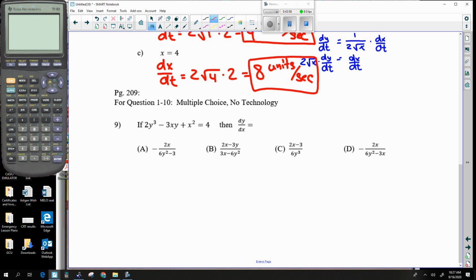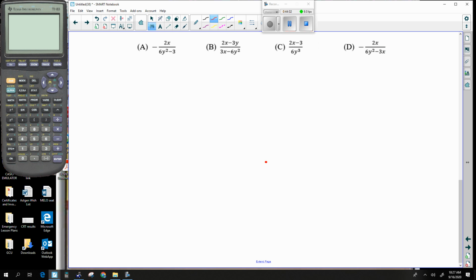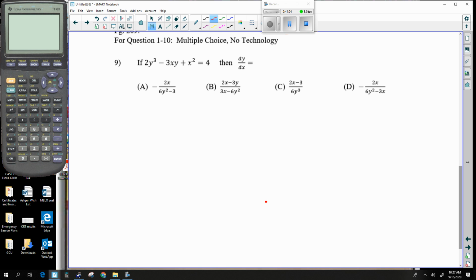Multiple choice, no technology. Where's the derivative of that? So dy/dx. This is the derivative of x, so you don't have to worry about the derivative of x. Whenever you take a y, it's a dy/dx. All right, so here we go. 6y squared dy/dx minus 3. And now here comes the derivative of x times y.